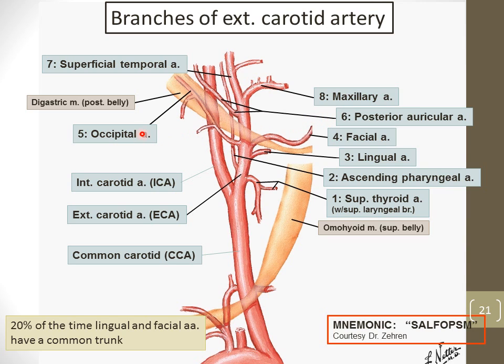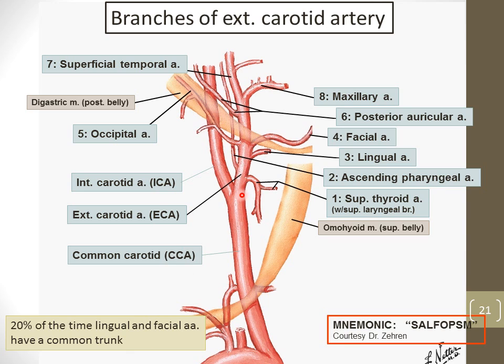Then you have number 5, the occipital artery. Number 6, the posterior auricular artery. 7, superficial temporal, and 8, the maxillary artery. These are pretty high up. Not 100% sure you will find them. Actually, I don't think you're going to find them, but you should definitely be able to find all of the other mentioned arteries.